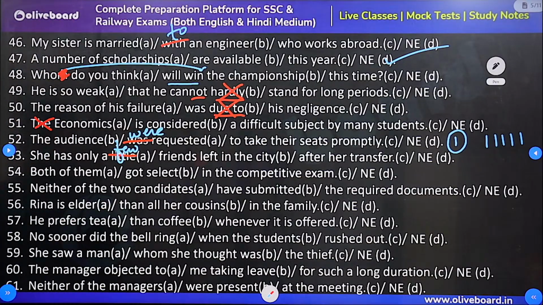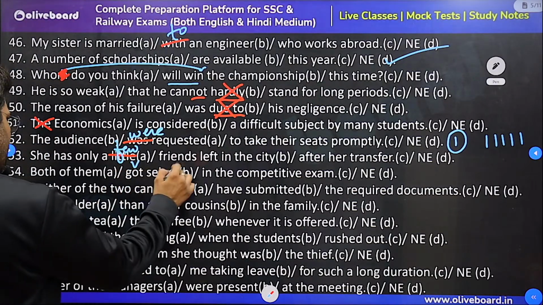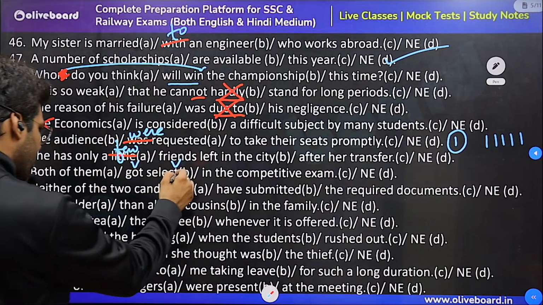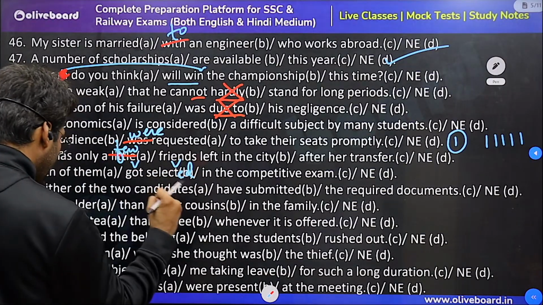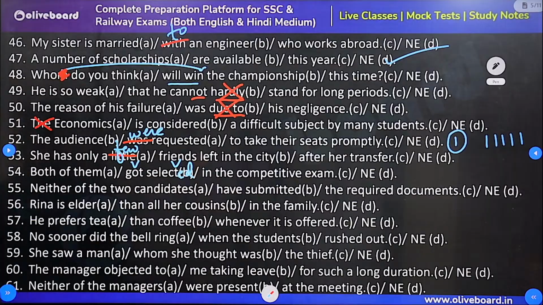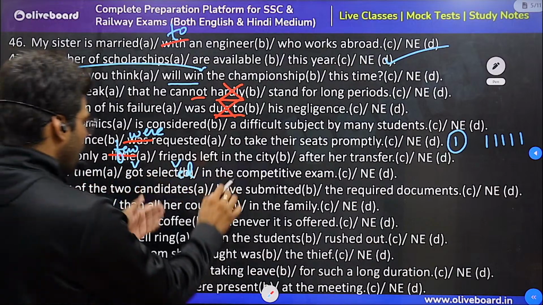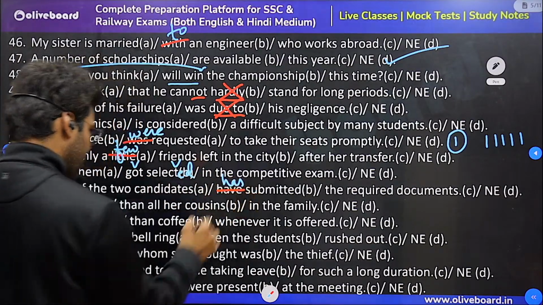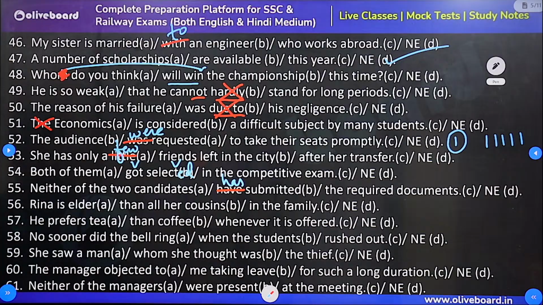Both of them. Get is a verb. Select is a verb. Two verbs cannot come together. Both of them got selected. I am selected. I got selected in the competition. Adjective, past participle. Neither of the candidates: neither represents zero, and for that zero, a plural verb should not be there. Just a singular one is sufficient.